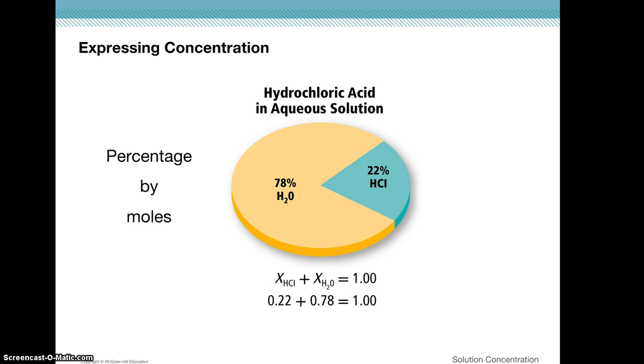It's just a fraction. So if we have a solution that's 22% by moles HCl and 78% water, then the mole fraction of HCl is 0.22. The mole fraction of water is 0.78. Okay, so we're looking at it kind of like a percent, but not out of 100, just out of 1. So it's a ratio of moles.